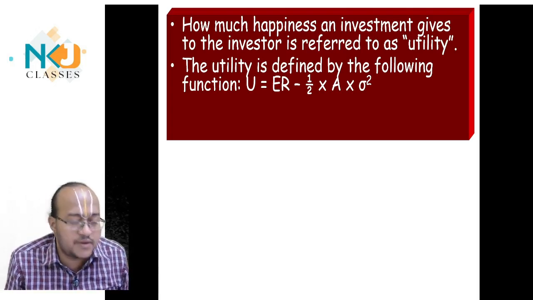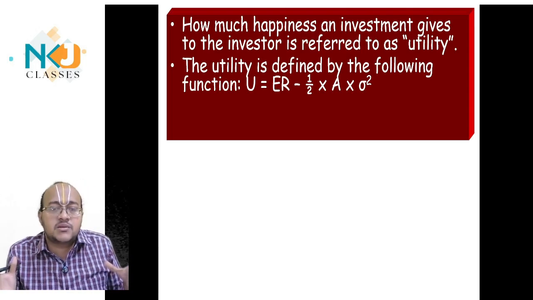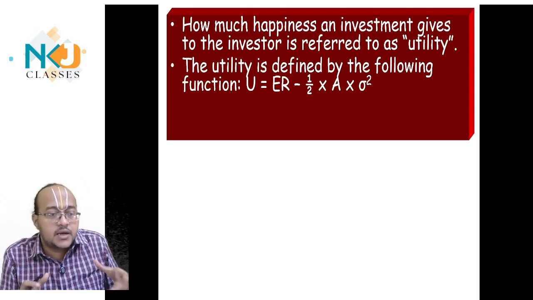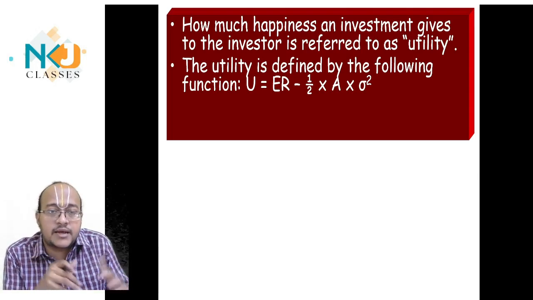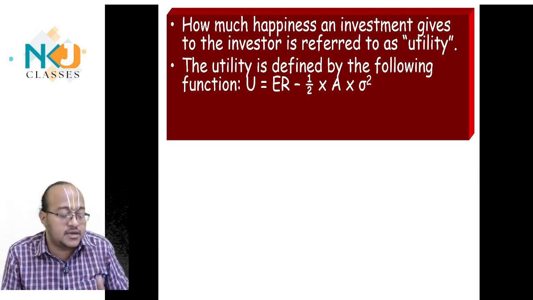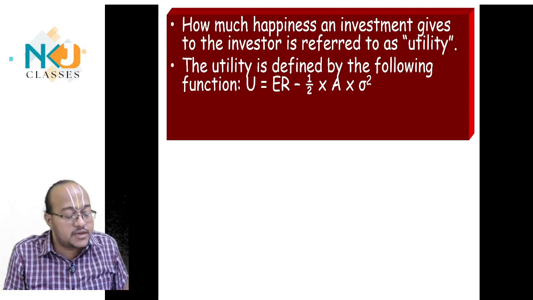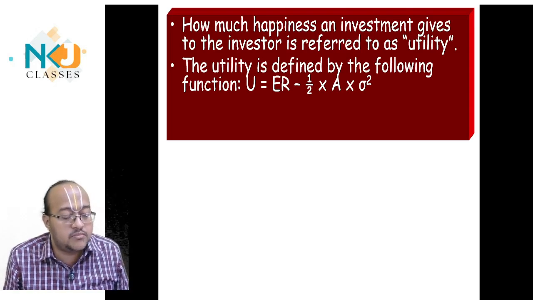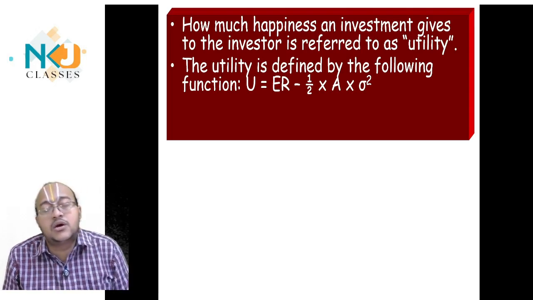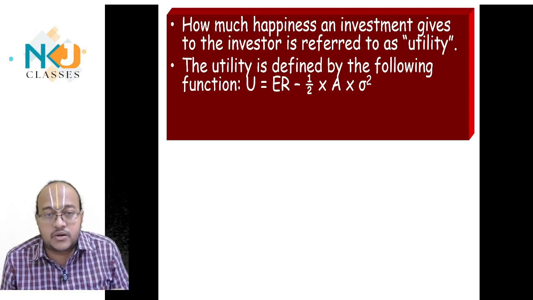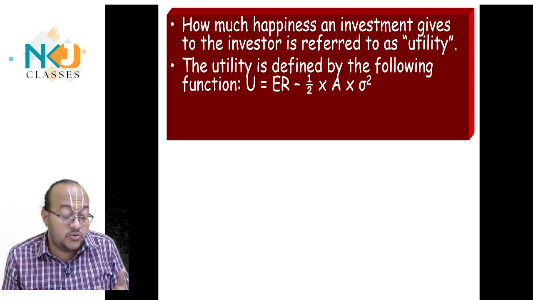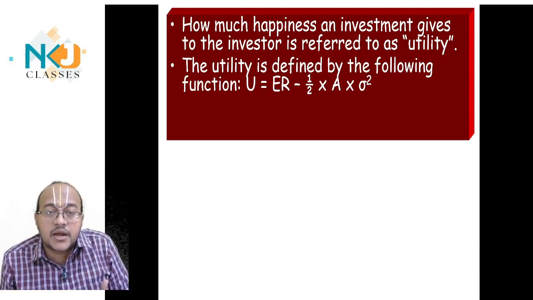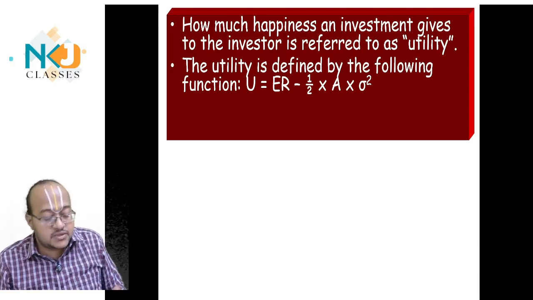So what is the formula we need to understand? The utility, very simple. The formula you need to learn by heart, but how they arrived at the formula, I will explain. See here. Utility is expected return minus a term. What is the formula given? U = ER - 1/2 × A × σ². This is the formula for utility. Now, what do you mean by ER? Expected return.